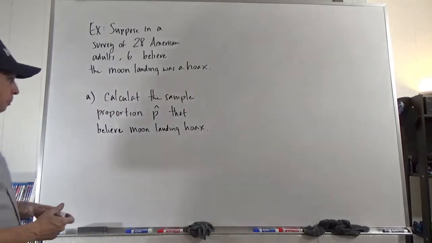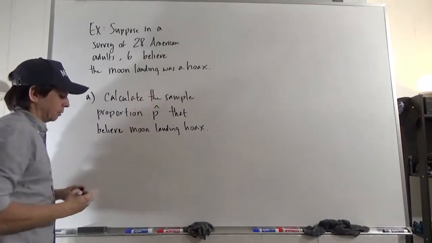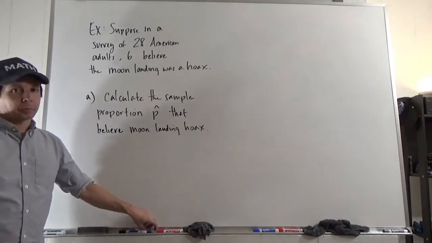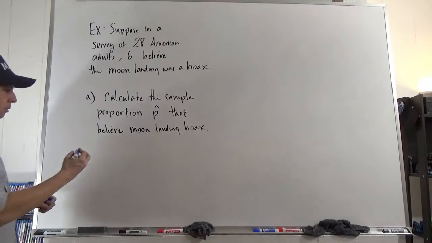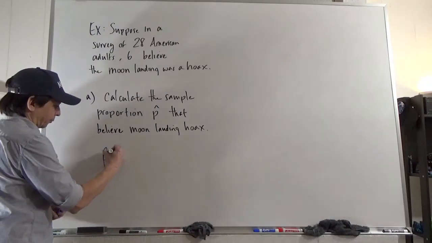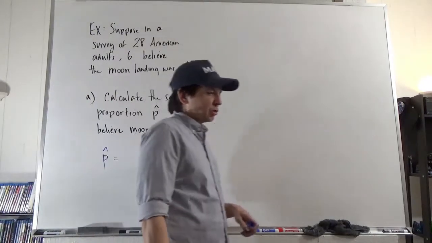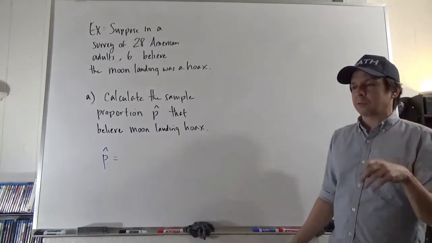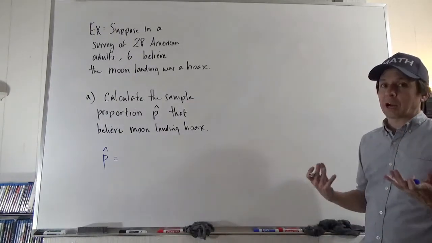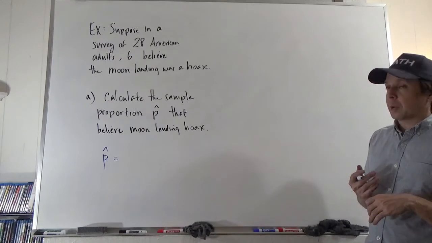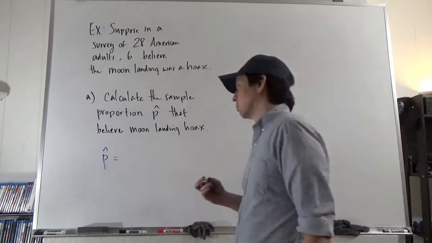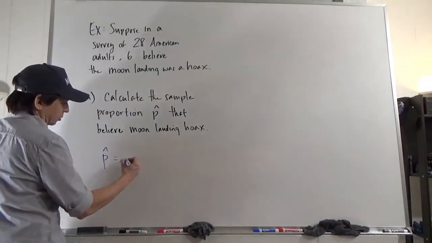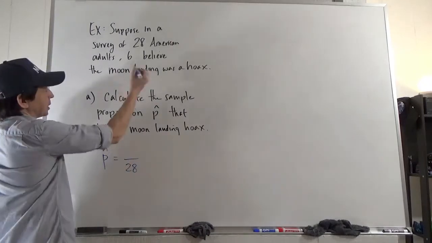Okay, so just a basic calculation of the sample proportion. And we've done this before. It's p hat. I gave you a symbol as x over n and told you what those mean, but you don't need to know that. You just need to know what you're doing. You're making a fraction out of this sample. The fraction that believe the moon landing was a hoax. So it's out of 28, and how many believe that?